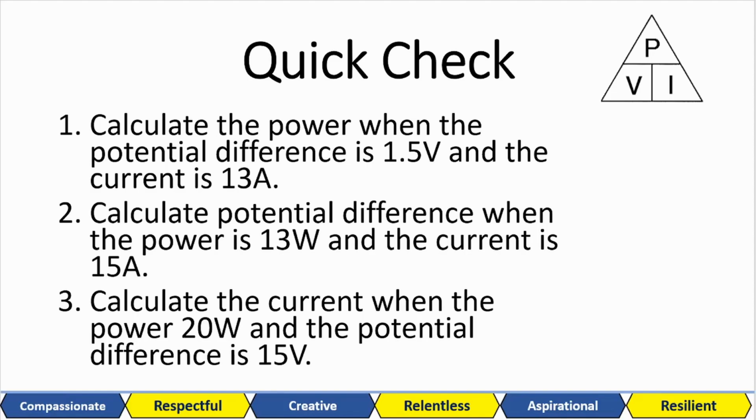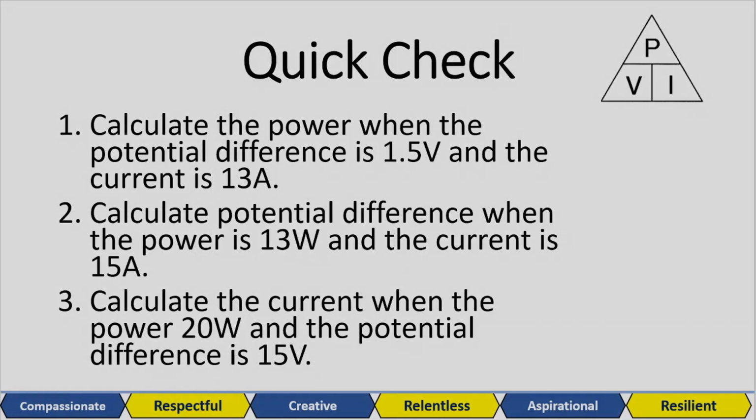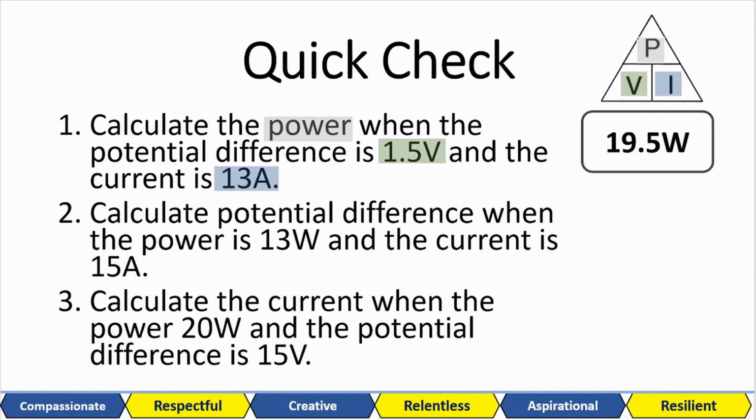Here's an opportunity to practice calculating the different components of this new equation. The first question is asking us to calculate power. We simply need to multiply the potential difference by the current. This gives us 19.5 watts.